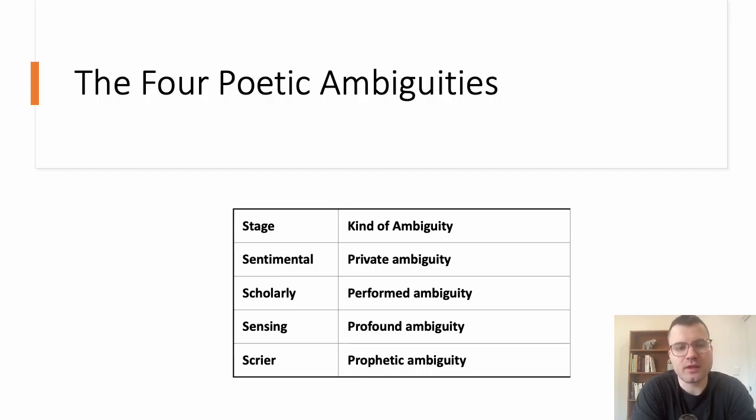So they are, just quickly, and then I'll go into each one in more depth: private ambiguity at the sentimental stage, performed ambiguity at the scholarly stage, profound ambiguity at the sensing stage, and prophetic ambiguity at the scrying stage.